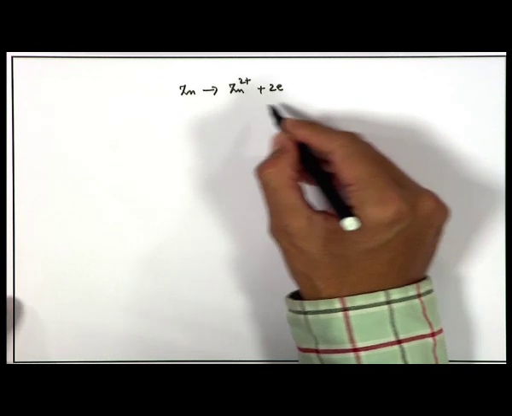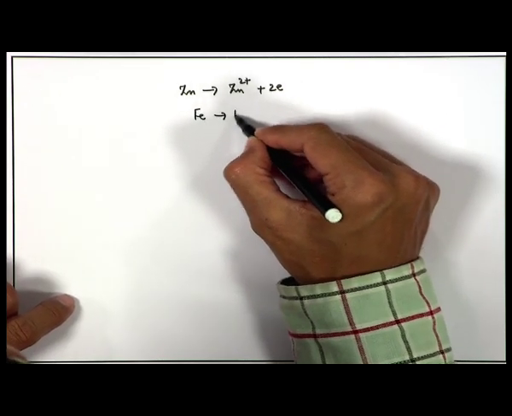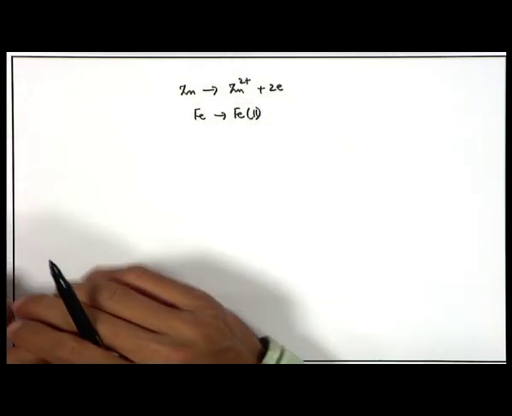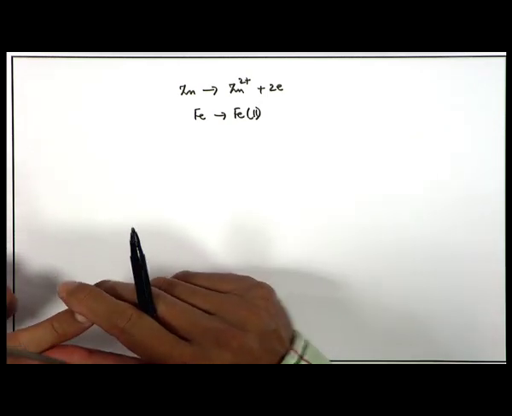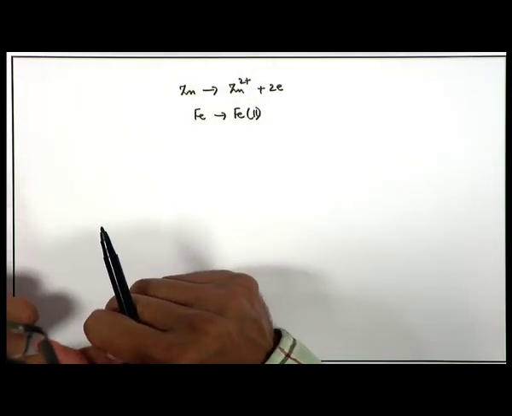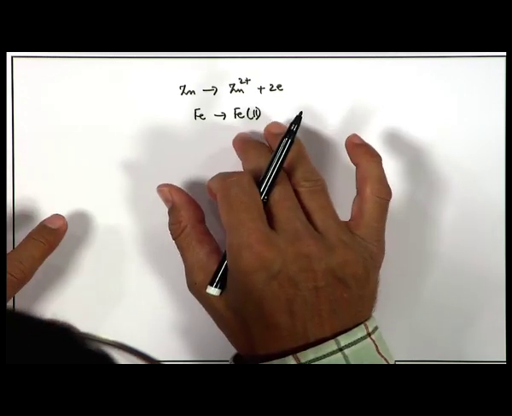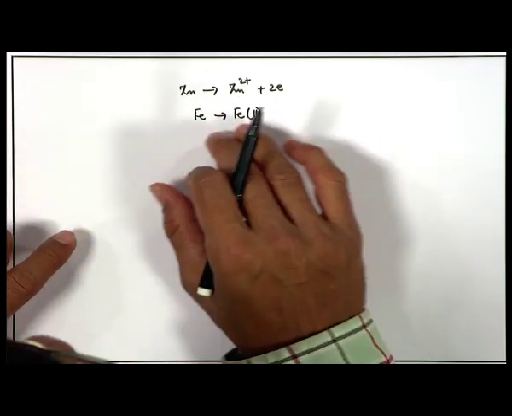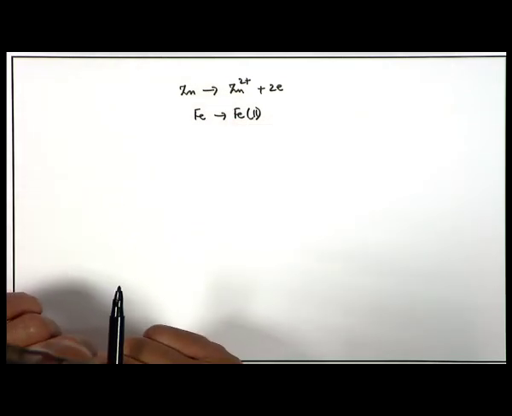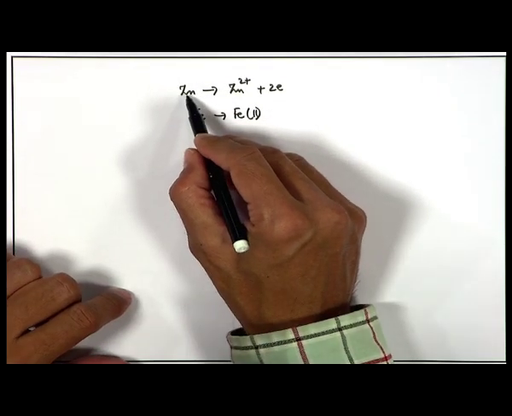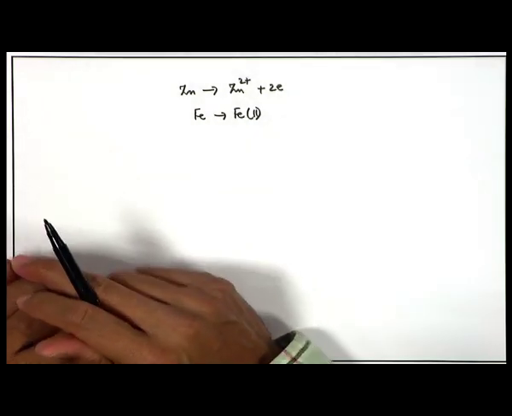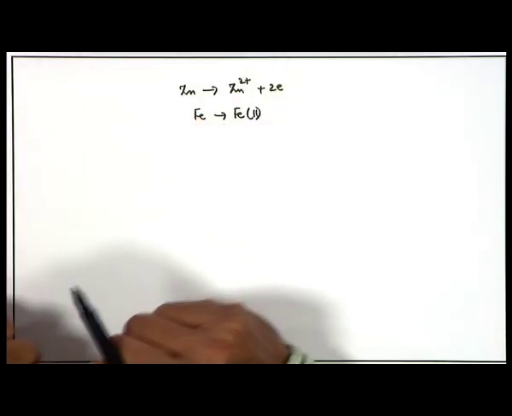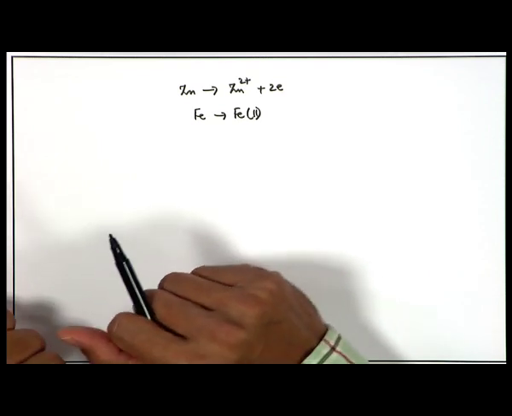So then what will happen is that the iron dissolution process will be inhibited, because the surface is already having excess of negative charge. The iron sheet will have negative charge on it because of this reaction, because zinc has dissolved and left 2 electrons on the metal surface. So the local corrosion process will be sluggish, or in some cases it may be reduced to a greater extent.